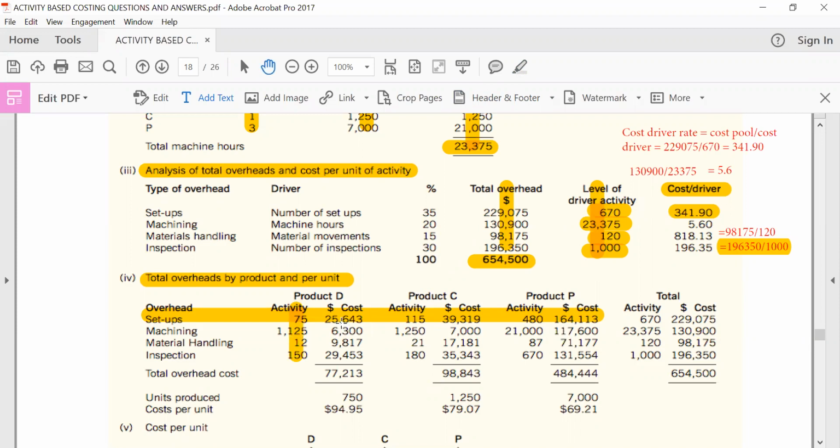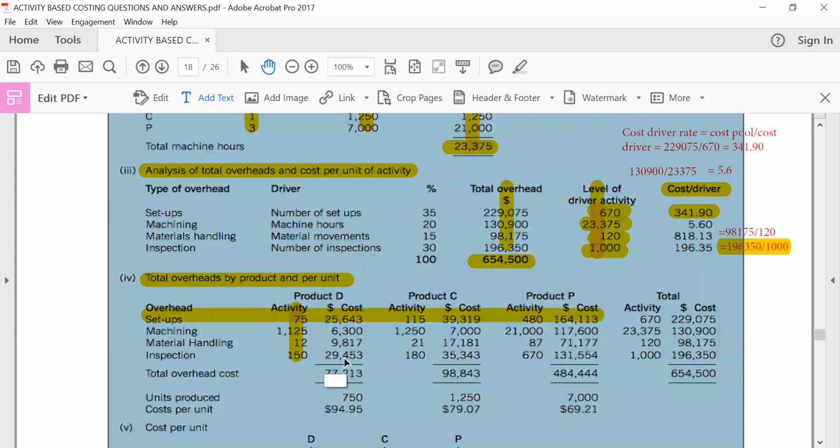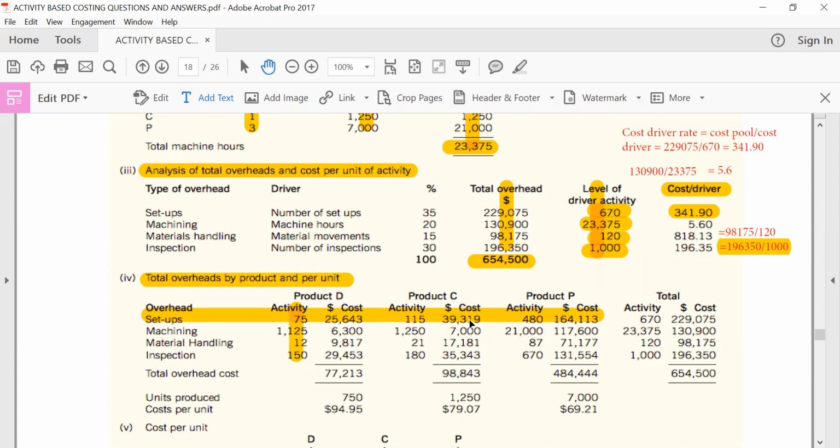So how did he get this 25,643? It was the cost driver rate for the setup, which is 341.9. He used it to multiply this. That's the way he went through those rates. So that is how to go through it. And the same way in the case of the activity levels for product C, whatever answer you get, you come back to multiply it. The same way in the case of product P, you come back to multiply them.